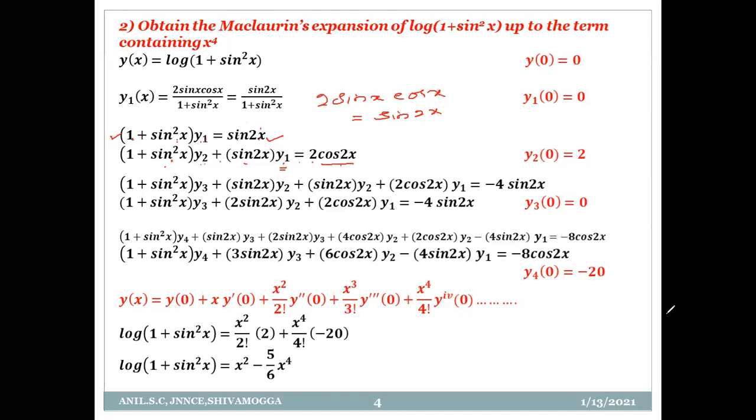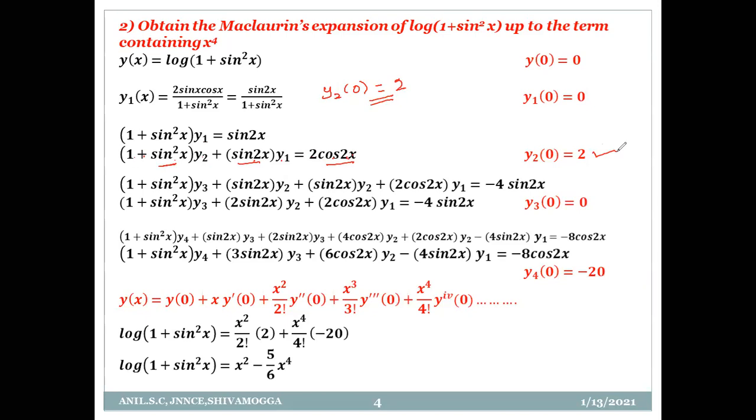Now put x equal to 0. When x is equal to 0, this will be sin²0. sin²0 is 0. 0 plus 1 is 1. 1 into y2, where y2 means y2 of 0. This will be sin 0. sin 0 is 0. 0 into anything is 0. This is equal to, this will be cos 0. When x is equal to 0, this will be cos 0. cos 0 is 1. 1 into 2 is 2. So y2 of 0 is 2.